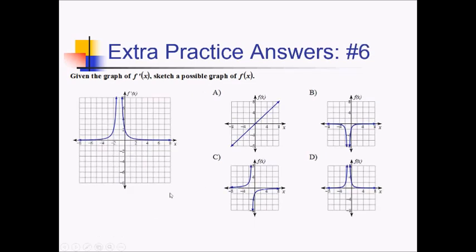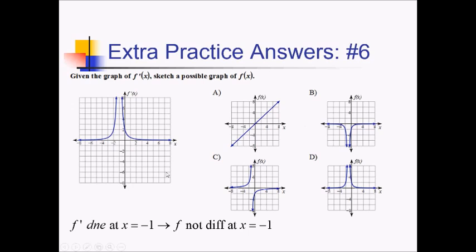On this problem, I'm given f prime, and I want to figure out what the graph of f might possibly be. One key feature I notice is that f prime does not exist at x equals -1. That means that f will have a non-differentiable spot at x equals -1. So it looks like most of the graphs have a discontinuity at that spot, but choice A does not, so we can eliminate A.